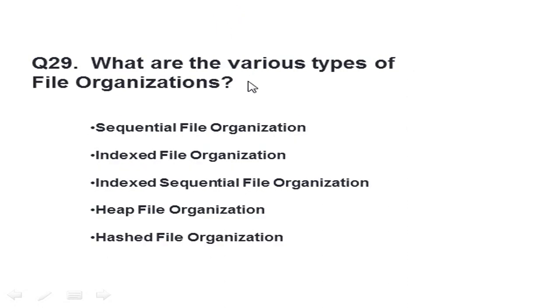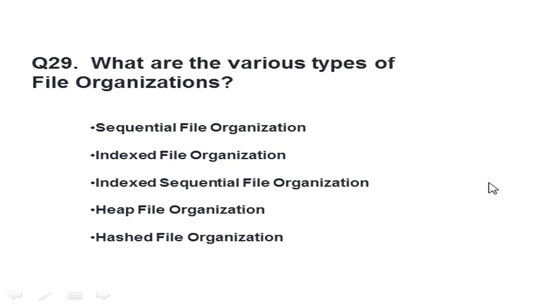Next question, what are the various types of file organizations? These are the various types of file organizations: sequential file organization, index file organization, indexed sequential file organization, heap file organization, and hashed file organization. Someone asked you, what do you mean by file organization?